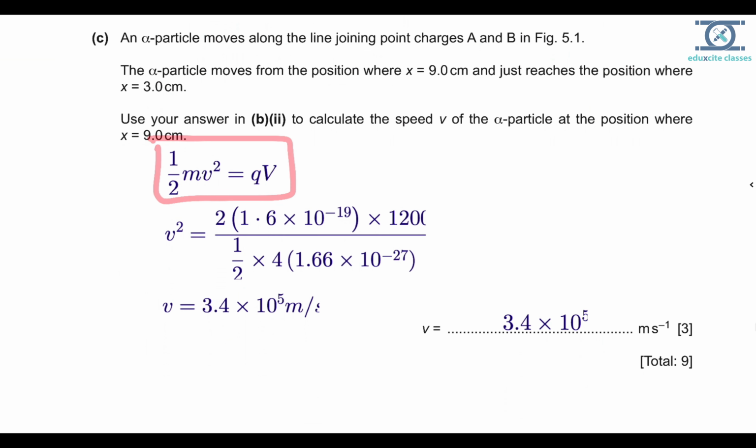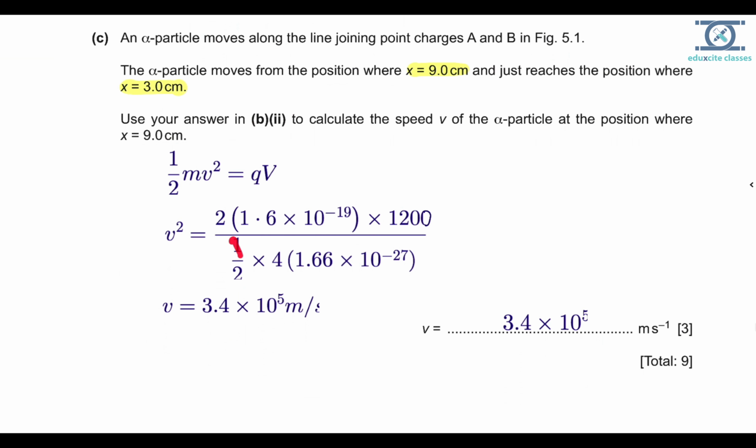the speed or the kinetic energy is because of the potential difference applied. So the work done qV will be converted into the kinetic energy. So by calculating for v square, we have 2q, where q is the charge of alpha particle, that is 2 times the charge of electron, 2e, into V that we have already calculated in the above part, that is 1200 volt, because the positions 9 and 3 are the same. So we have to use the answer of B second part.